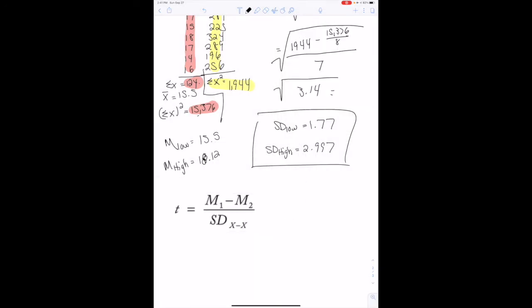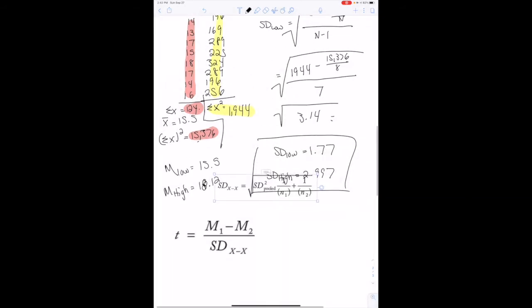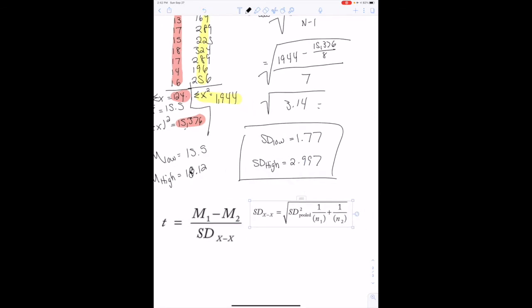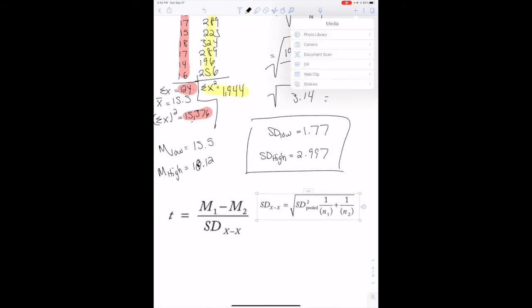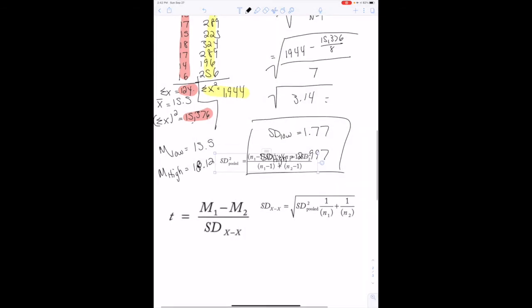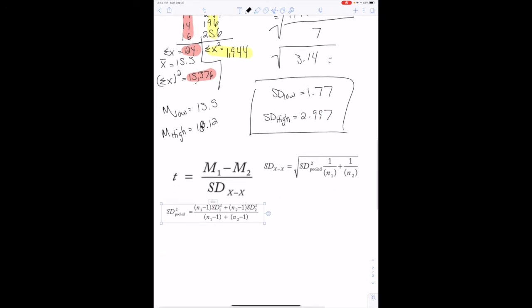We need the means, we have that, and then we need the standard error of the difference. How do we get the standard error of the difference? The standard error of the difference is this right here, which is the square root of our pooled variance times 1 over n1 plus 1 over n2. So how do we get our pooled variance? We grab our final formula, which is this one here. And as I said in the PowerPoint, the pooled variance is really just combining those two variance scores so that we can use them at the same time, and then adjusting them for n size.